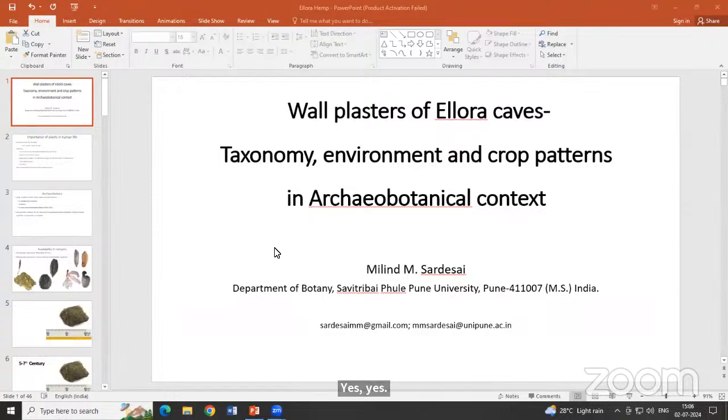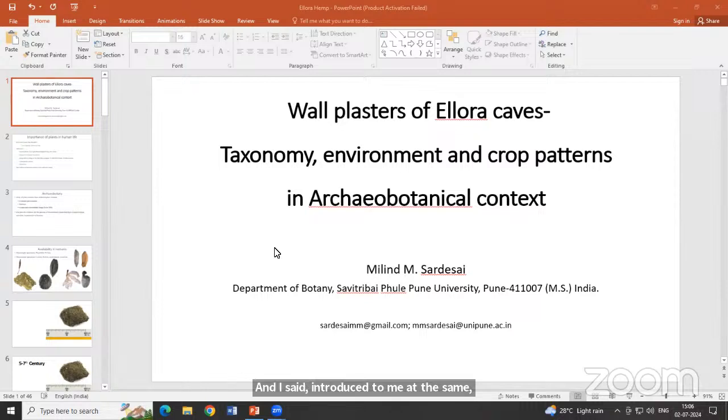Prior to joining this Savitribai Phule Pune University, Pune, in 2016, I was working with Dr. Babasaheb Ambedkar Marathwada University, the then Aurangabad. Now it is Chhatrapati Sambhaji Nagar. And you know, Aurangabad is one of the centers, one of the hubs, I will say, for many archaeological monuments, archaeological sites particularly.